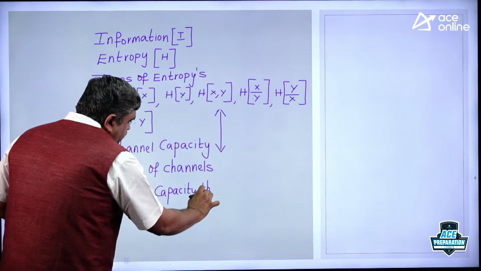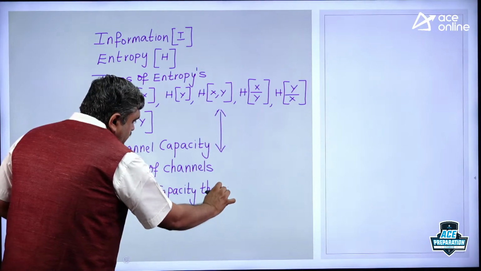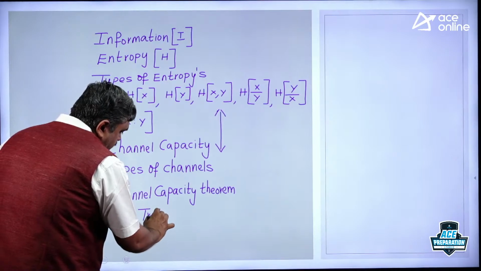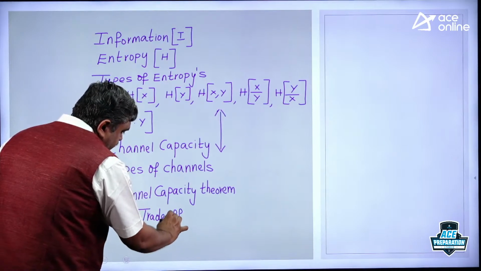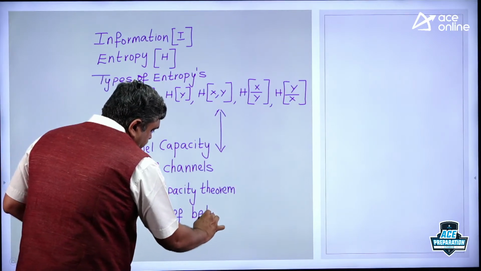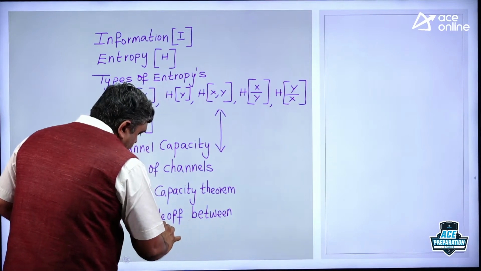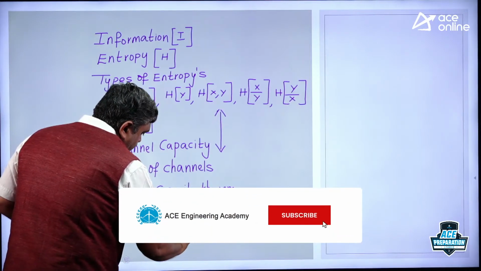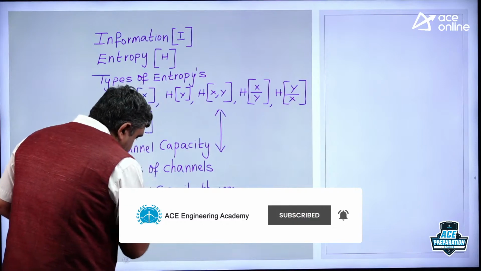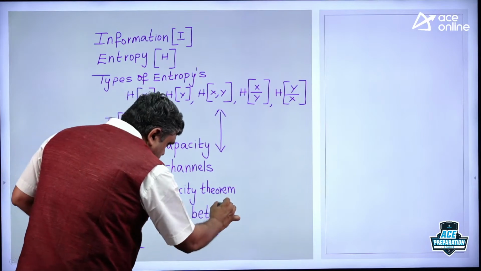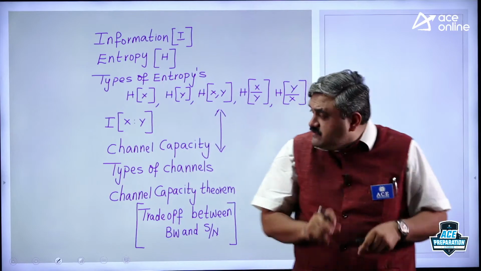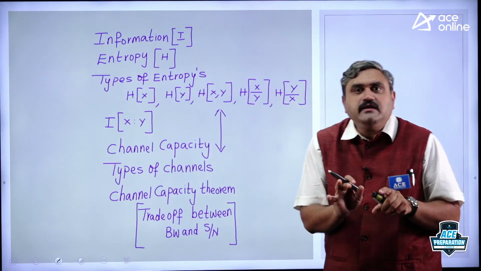So the channel capacity theorem beautifully tells about the trade-off between signal to noise ratio and bandwidth. That is where the channel capacity theorem is very, very important. Trade-off between bandwidth and signal to noise ratio. This is one very important and practical application of this channel capacity theorem. Even when you go for interviews, this is one area where questions are frequently asked.